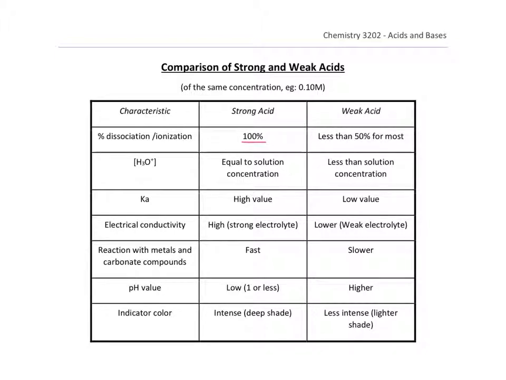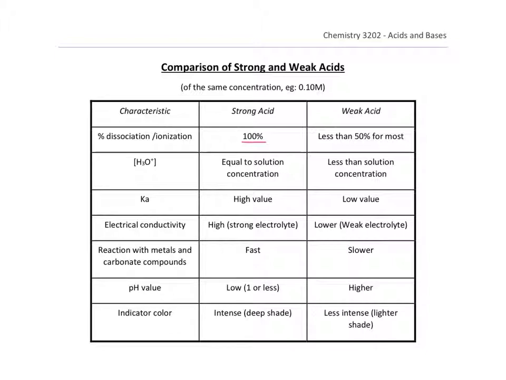Because strong acids dissociate 100%, we can use stoichiometry to discover the concentration of the hydronium ion, which will be equal to the solution concentration. However, since weak acids dissociate, for the most part, less than 50%, we cannot use stoichiometry and must revert back to our ICE table. Strong acids have a very high Ka value, while weak acids have a low Ka value.